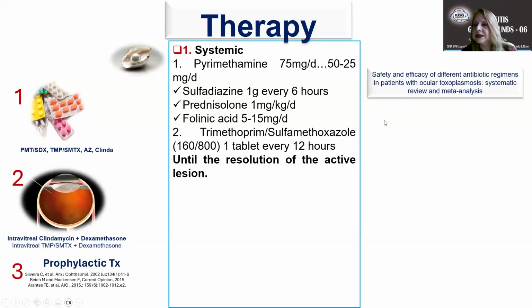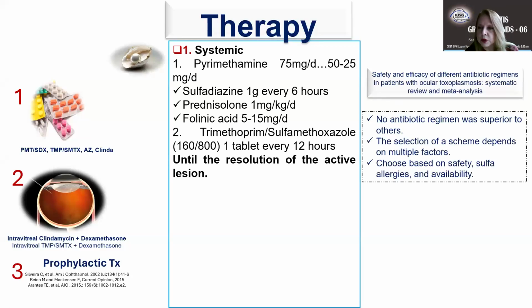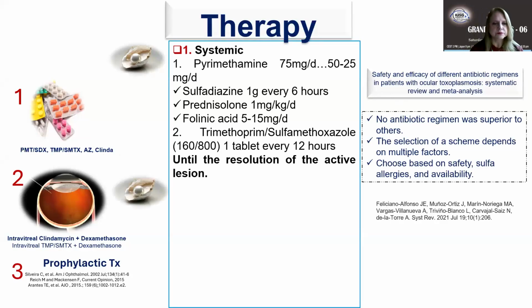In a study about safety and efficacy of different antibiotic regimens in patients with ocular toxoplasmosis, no antibiotic regimen was superior to others. The selection of a scheme depends on multiple factors, so you choose based on safety, sulfa allergies, and availability.